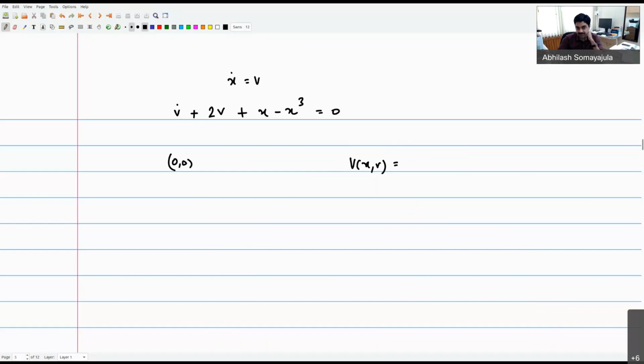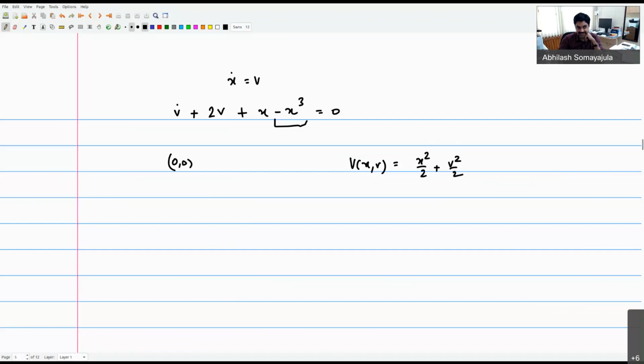Based on the previous example which we had, where we did not have this second term, this term was not there. Correct? If that second term was not there, what did we choose? We chose half k x square plus half m v square. Correct. So it simply would have been x square by 2 plus v square by 2, if this cubic term was not there.